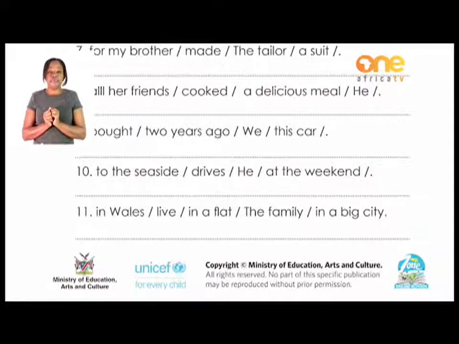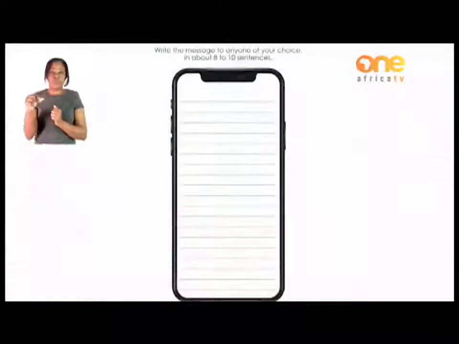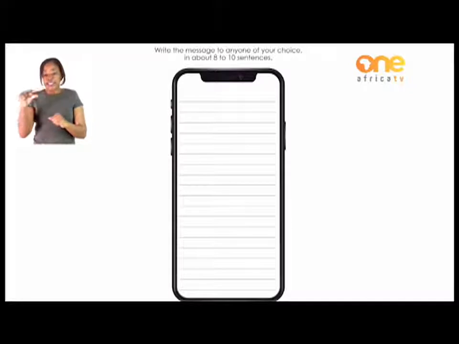Now let me get the grade 2s back again. Grade 2s, come with me over to page 17. The grade 2s, you are going to enjoy writing and formulating your own sentences here. You write a message to anyone of your choice. Anyone, your friend, in about 8 to 10 sentences. Make your own sentences. They can be 8 or 10.